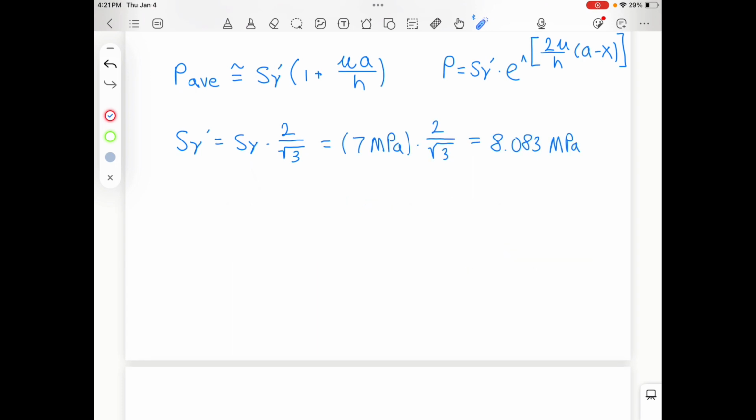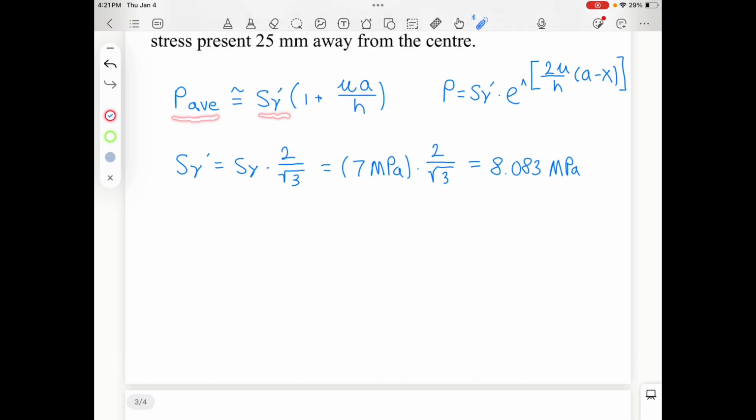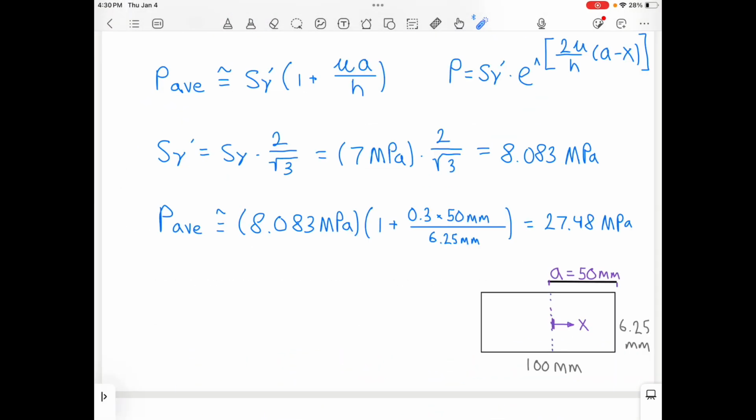So now that we've calculated our yield strength in plane strain condition, we can go ahead and calculate the average forging pressure required to deform this. I've just substituted the values to find the average pressure here. We found that the answer was 27.48 megapascals, and a little bit of an explanation on this formula.